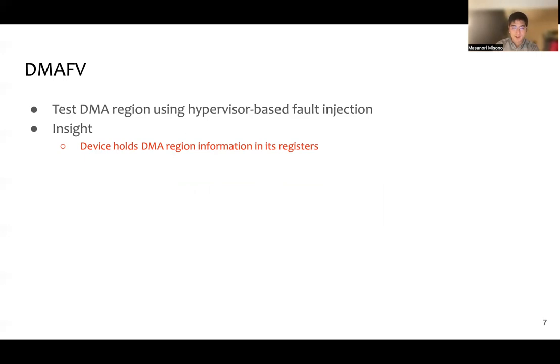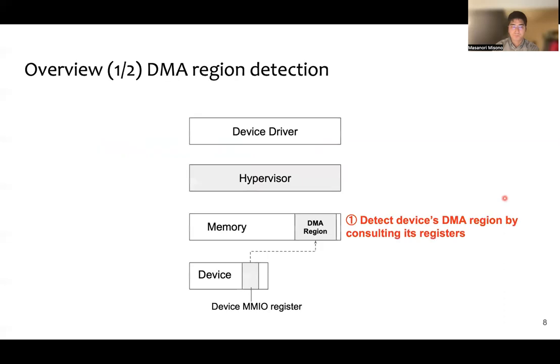The key insight of our approach is that a device holds DMA region information in its registers to perform DMA. Therefore, one can detect the DMA region by consulting these registers. This is the overview of the proposed method. In the proposed method, we run the device drivers to test on a thin hypervisor. Unlike traditional hypervisors, this hypervisor does not virtualize the entire hardware and is only used for fault injection.